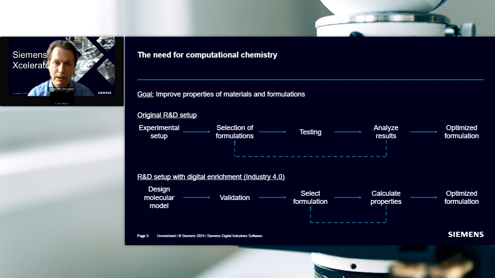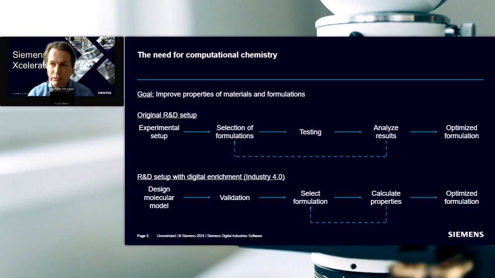Another way of looking at it is, well, you might ask yourself why you need computational chemistry in the first place. Well, traditionally, of course, when you go and set about trying to come up with a new product or to improve a product, you have some sort of experimental setup, some design space that you're interested in. You do your testing of your formulation. You analyze the results, and then you hopefully come up with a more optimized formulation for your actual application.